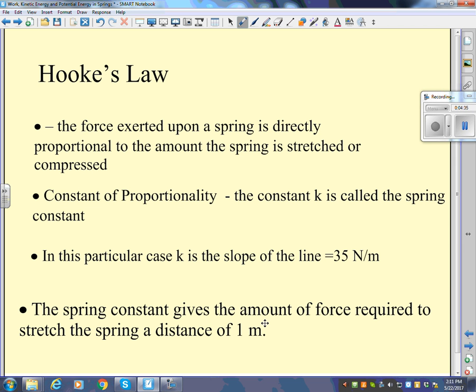Now, generally nobody in their right mind will stretch a spring a meter. You would get it stretched right out where it would be unusable. But we use 1 meter as the standard. So generally, spring constants are fairly large numbers, not into the hundreds or anything, but they're certainly greater than, say, a frictional coefficient.